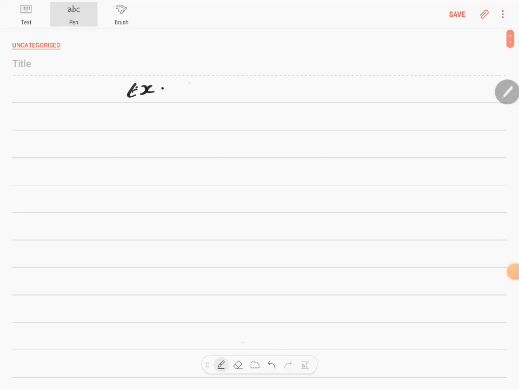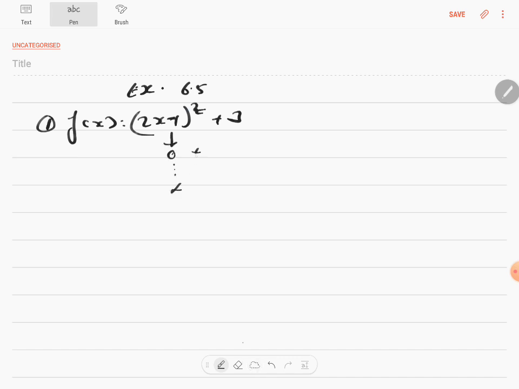Which corresponds to maxima and minima. The first question is f of x is equal to (2x minus 1) the whole square plus 3. Look at this question. You don't have to do anything. You know, square numbers will always range from 0 to infinity. Put a plus 3, so then therefore this will become 3. This will become infinity plus 3, which is infinity. So your minima is 3 and your maxima is undefined.